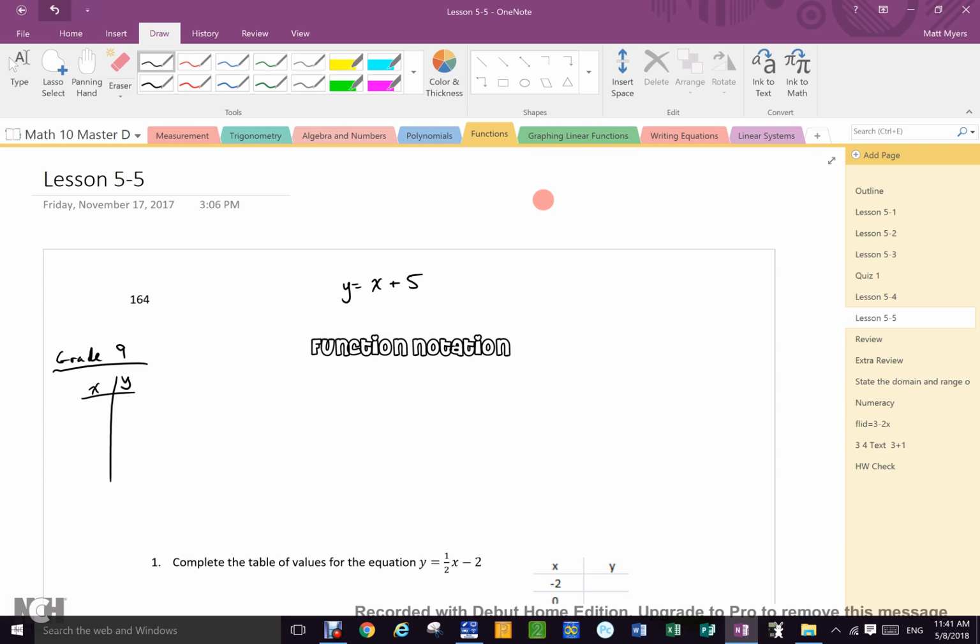So give me 3 numbers. Great. 3 is enough. Then what did you do with those 3 numbers? You put them into the equation. You input them. So the first thing you did was you said y equals x, which is -2 plus 5, which gives you what number?